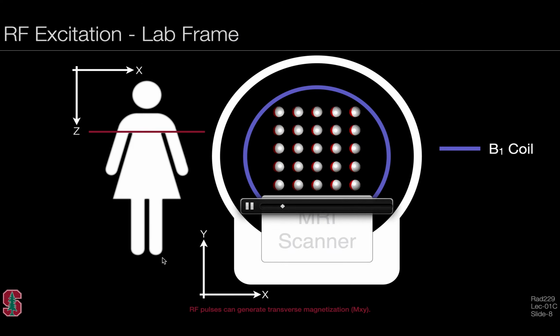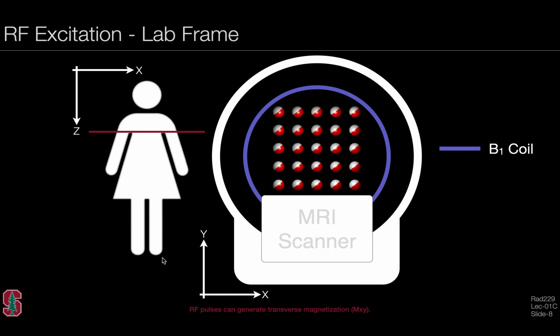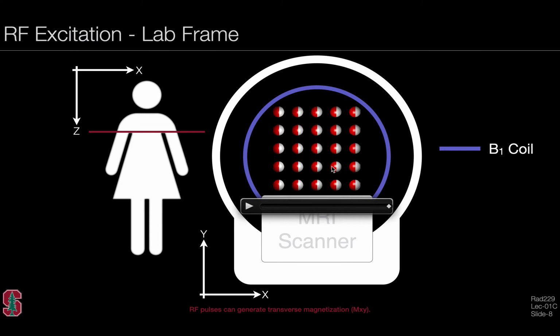You'll see the activation of the B1 coil tipping the precessional magnetization so that it becomes detectable in the so-called transverse plane. And this may be an example of the spins that lie within a slice of an individual subject placed in the scanner. So the RF pulses help us generate so-called transverse magnetization.